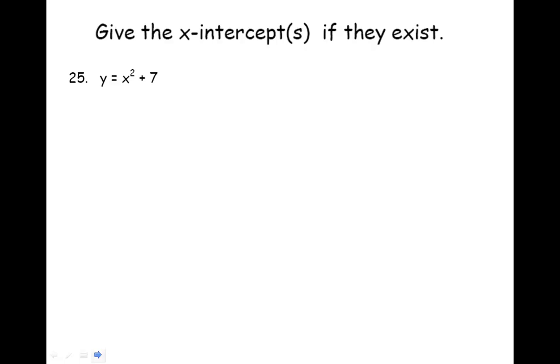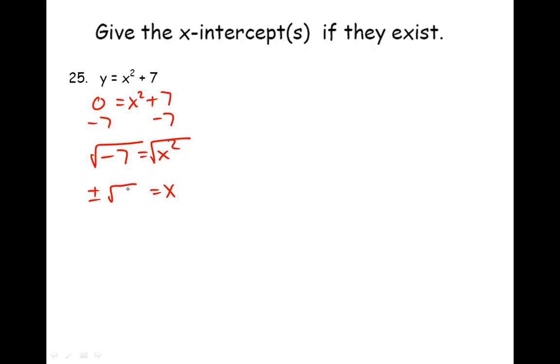Number 25, give the x-intercepts if they exist. So again, we want to let y equal 0, and then solve for x. We would subtract 7 from both sides. We get negative 7 is equal to x squared. Then we would take the square root of the equation. So we would get x is equal to plus or minus the square root of negative 7. Anytime we have a negative under a radical, we want to factor out an i. So this is going to be plus or minus i root 7 is equal to x.